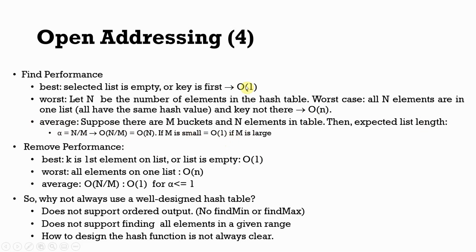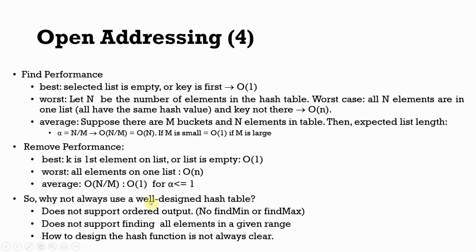It's not going to be direct access, right? We still have to go through some probing sequences, but it's not going to be dependent on n that much, so it's going to be almost constant. And the remove performance, in the best case, is the first element on the list or the list is empty, so order 1. The worst case, all elements are on the list, so order of n. The average case, again, is order of alpha. So if alpha is small, then it's going to be order of 1.